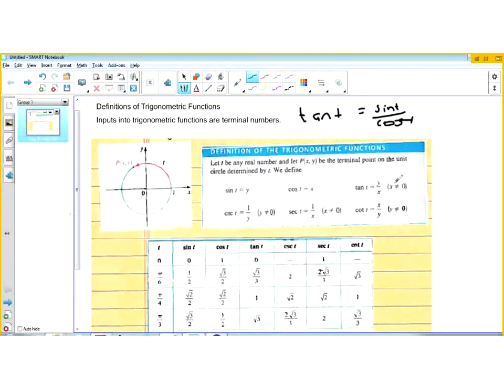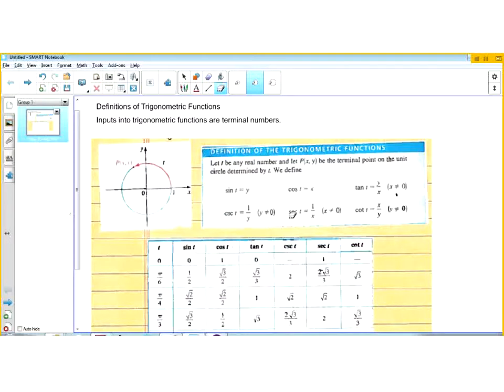Okay. Then we have, we'll go this way. The cotangent of T is the ratio of the abscissa of the terminal point P to the ordinate of the terminal point P. In other words, x over y. So that's a cotangent. So the cotangent of T is essentially 1 over the tangent of T. And of course, whenever you do a division, you have to watch out for 0 in the denominator. And that's what those restrictions are.